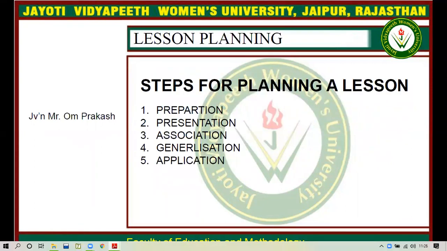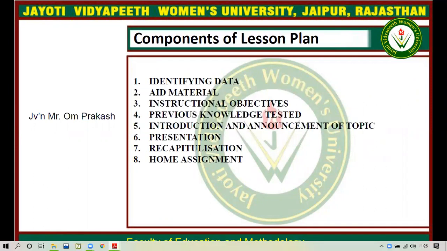These are the steps for lesson planning. The first one is preparation, second is presentation, third is association, fourth is generalization, and finally application. These are the components of lesson planning. The first one is the identifying data, second is the aid material, next is the instructional objectives, next is the previous knowledge tested, then introduction with announcement of the topic, and then present the topic. After that, recapitulation, and then finally home assignment.